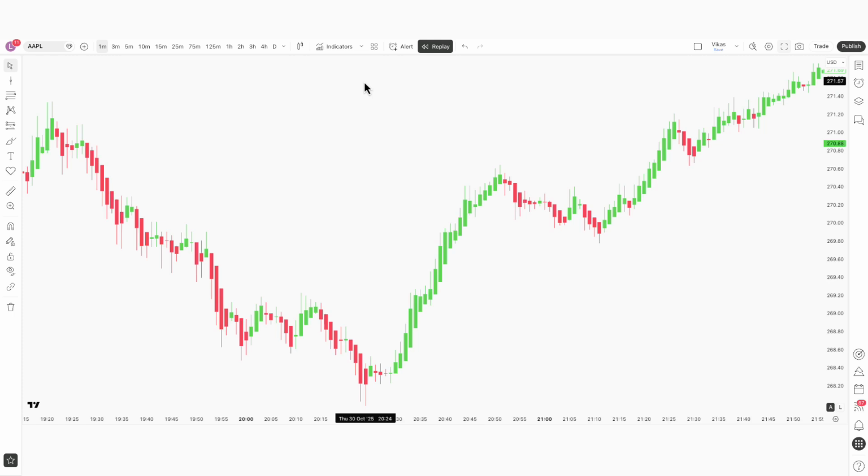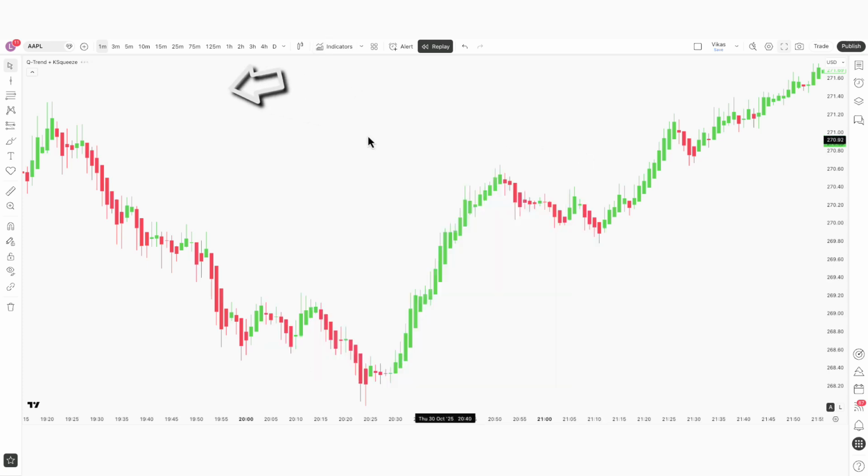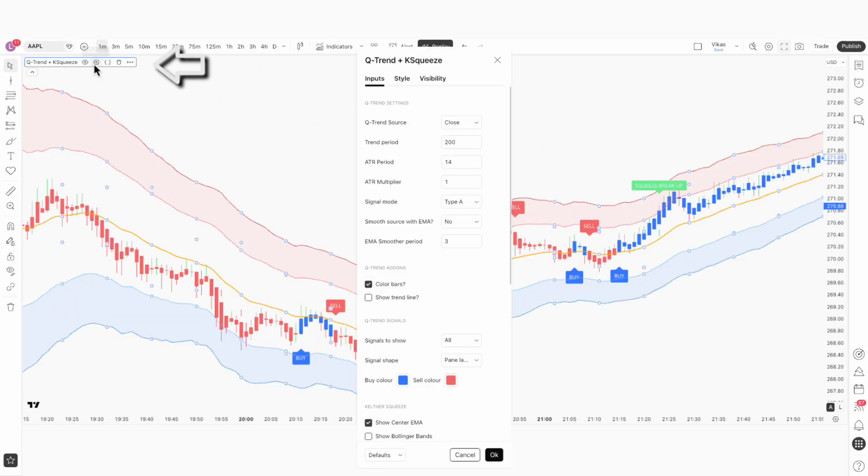Next, you'll want to find those magic indicators. Head over to the Indicators tab and search for the Q Trend Plus Keltner Squeeze. Select the indicator made by server Nth Auge and add it to the chart. Now the indicator settings change for perfect signals.